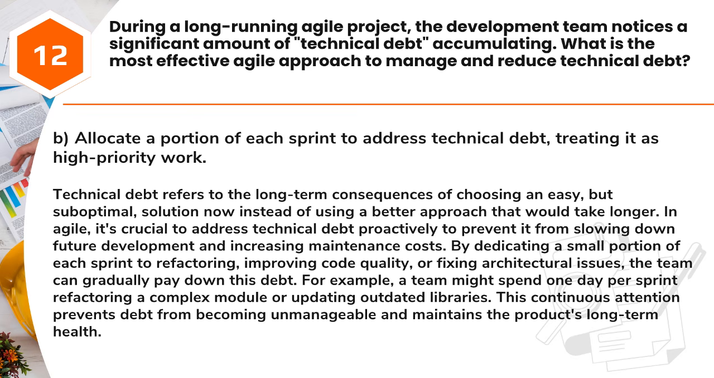In Agile, it's crucial to address technical debt proactively to prevent it from slowing down future development and increasing maintenance costs. By dedicating a small portion of each sprint to refactoring, improving code quality, or fixing architectural issues, the team can gradually pay down this debt. For example, a team might spend 1 day per sprint refactoring a complex module or updating outdated libraries. This continuous attention prevents debt from becoming unmanageable and maintains the product's long-term health.